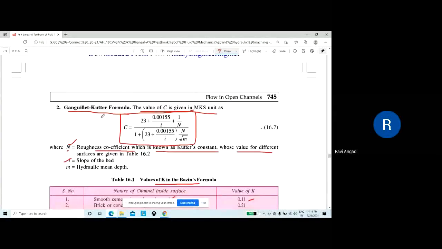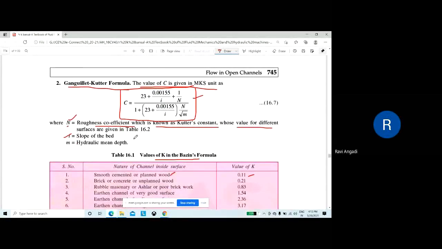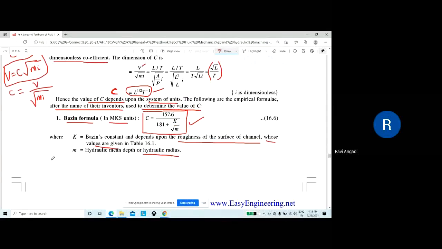Next, note down the Kutter formula. Write this formula only. C is equal to 157.6. The formula only, write it. Next I am going to give you some problems to solve.